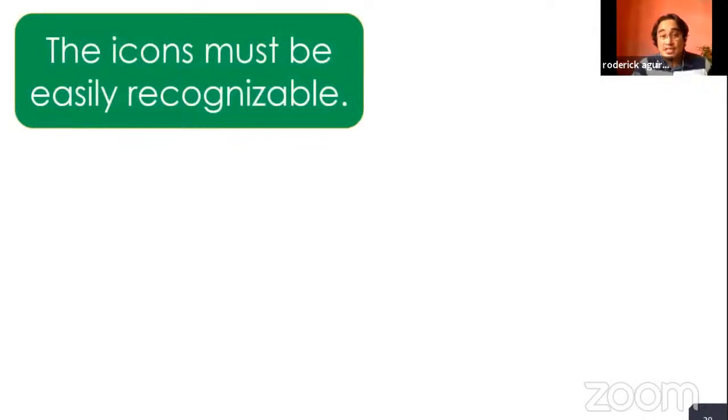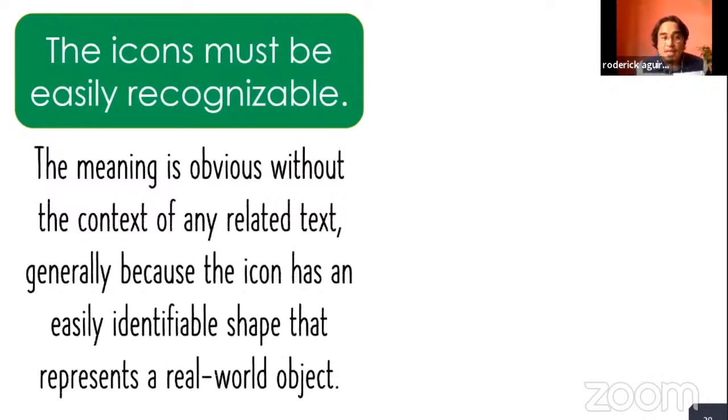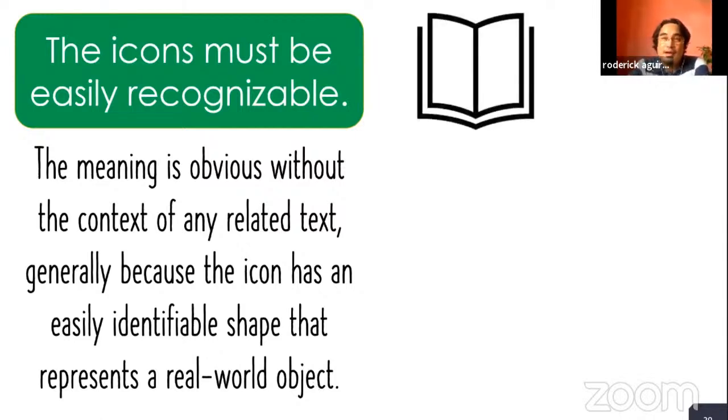Next, the icons must be easily recognizable. All right, meaning the meaning is obvious without the context of any related text. Generally, because the icon has an easily identifiable shape which represents a real-world object. Halimbawa po, pwede gamitin ng teacher ang libro, ibig sabihin reading time mga bata, o pwedeng study time. Kailangang klaruhin mo. Kung ginamit mo ang icon na to for study time, huwag mo na siyang gamitin na icon for another activity like reading. So dapat magkaiba ang icon. Dapat when you use an icon, it must be recognizable to such an activity.